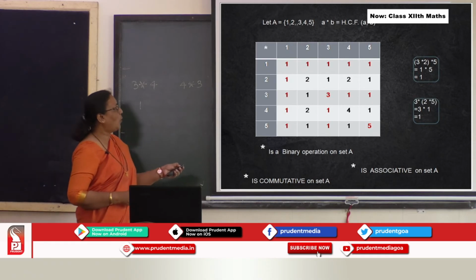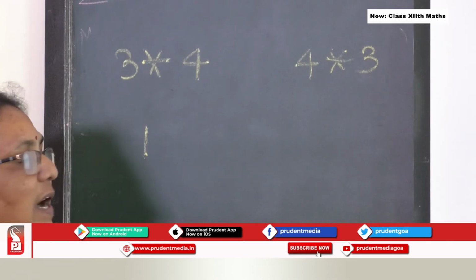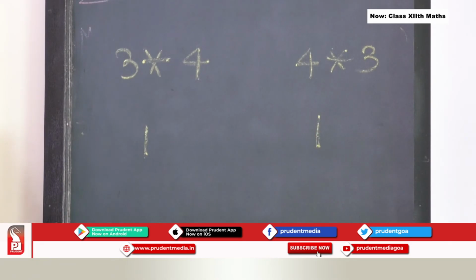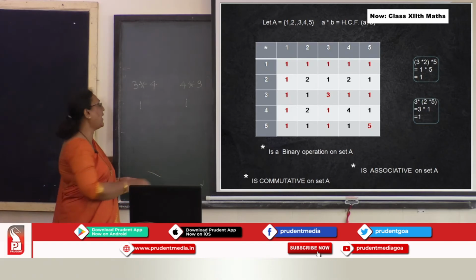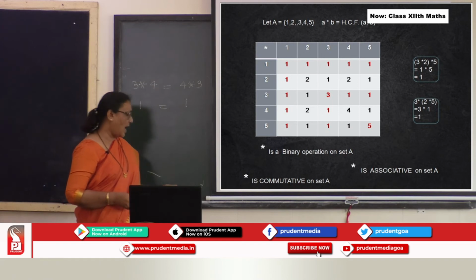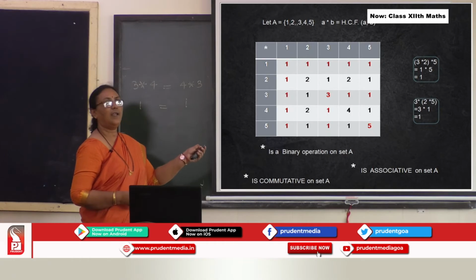Now you write 4 star 3, change the order, again the answer is 1 here. Like that you check for each and every element here. Both the sides, the answer will be the same. Therefore, star is commutative on this set A.